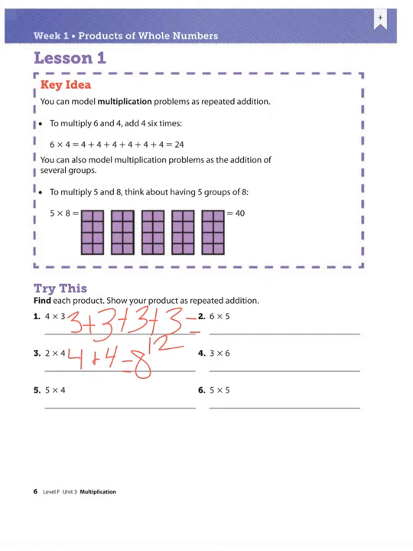Number 5, 5 times 4. I'm going to add 4 5 times. So 4 plus 4 plus 4 plus 4. And I'm going to double count myself here. 1, 2, 3, 4. And I need one more, so plus 4. And that equals 20. So 5 times 4 is 20, and 4 plus 4 plus 4 plus 4 plus 4 also equals 20.